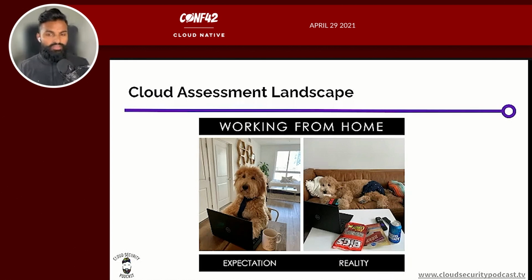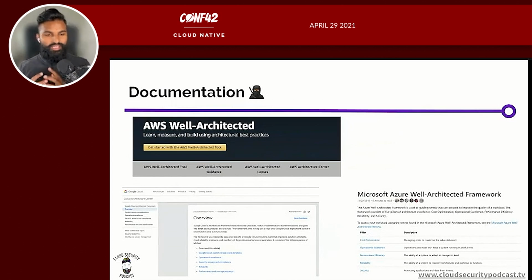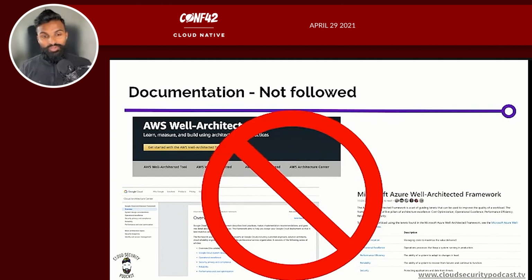Let's talk about the cloud assessment landscape. As you can imagine, I love dogs. The reason I had this picture for expectation versus reality is the expectation that people have about landscape for any cloud environment. I'm going to take the three most popular ones, Azure, GCP, and AWS. They all have documentation: AWS Well-Architected Framework, Google Cloud Well-Architected Framework, and Azure. But how many people actually follow these? Even though our service providers have been quite open about what you should be doing as the right form of architecture, answer is none of them.